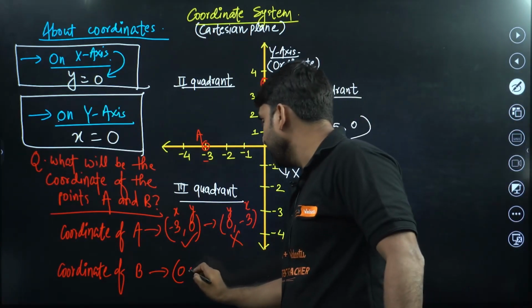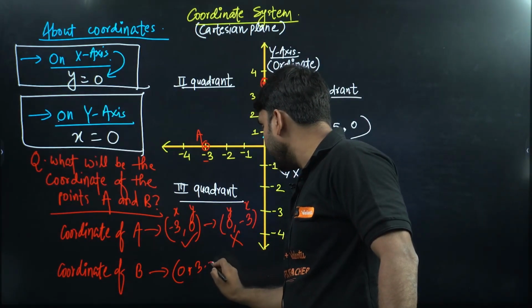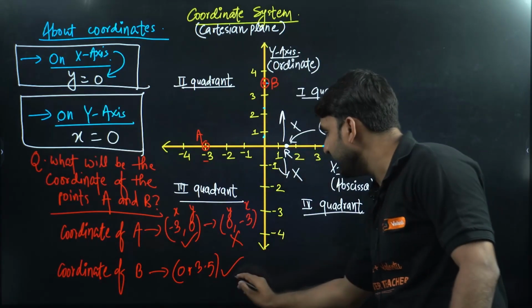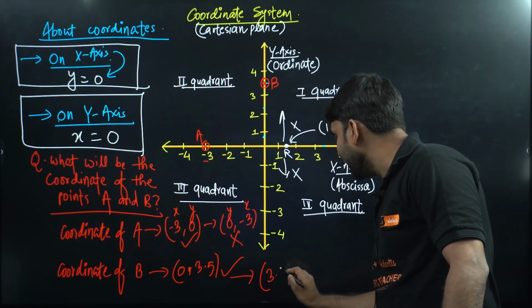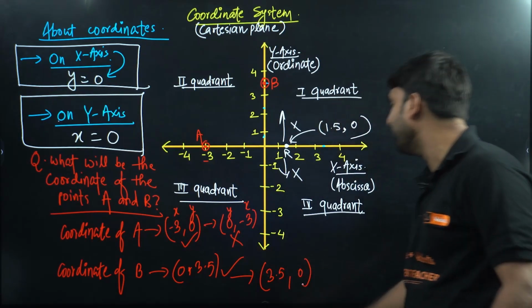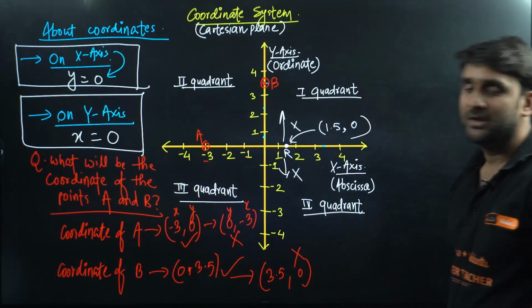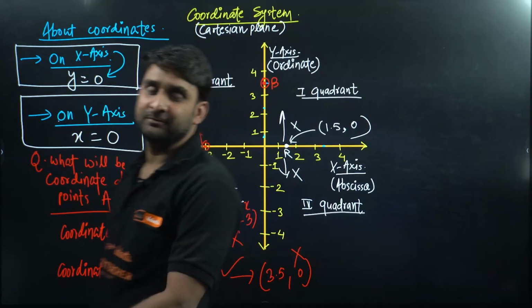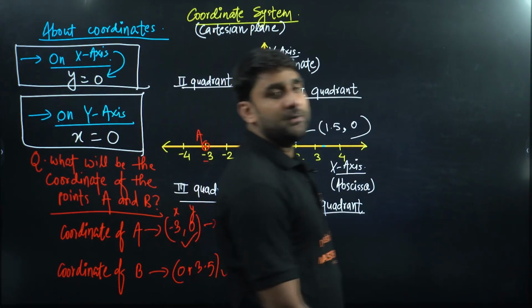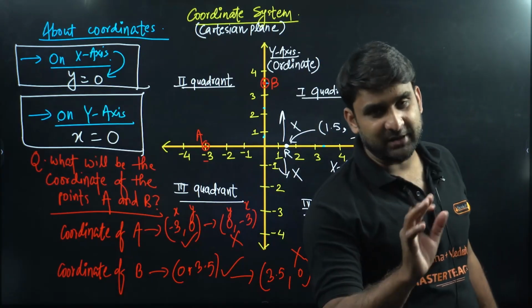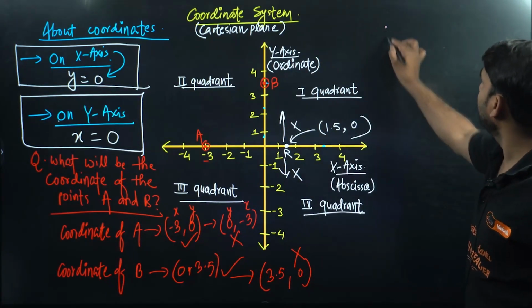So (0, 3.5) is the answer. If any one of you is writing this coordinate as (3.5, 0), this is wrong. X comes first, then y comes. Is it clear to all? Is it clear to all, champions? Okay, now moving to a few more points.